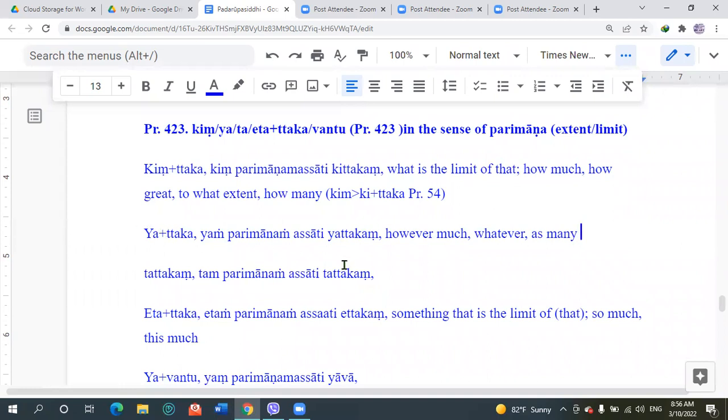Okay, here, yattaka, they translate however much. So if we are asked to translate this, yampri mana asa yattaka, literally it is difficult. Yampri mana asa is okay, but that is the limit of it. Yampri mana asa, difficult. Okay, tattaka, how to translate?